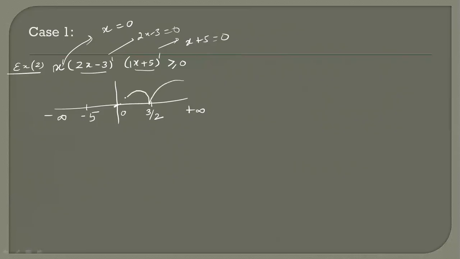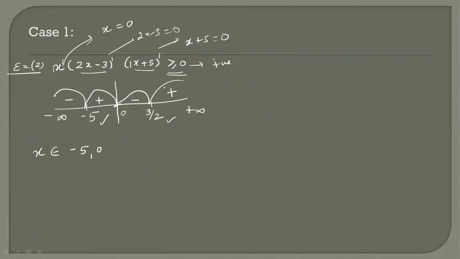Now draw the wave graph here. Starting from the right, it is plus, minus, plus, minus, alternating. And in this case, you are interested in greater than or equal to 0, which means you are interested in positive. So where are the positive signs? In between -5 and 0, and 3/2 to infinity. So x belongs to -5 to 0.